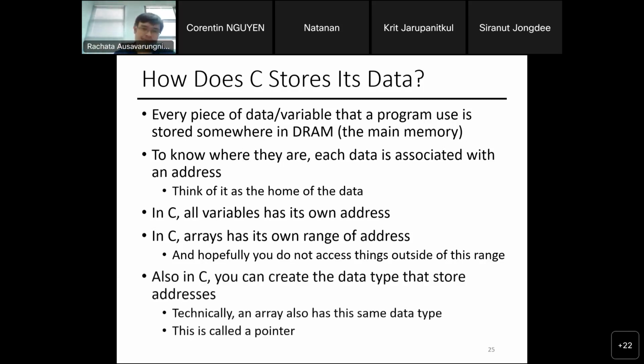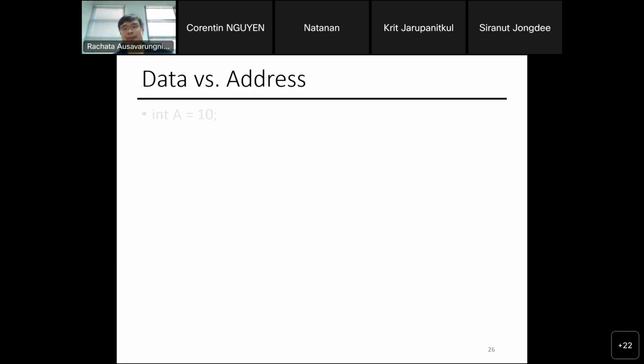Also in C, you can create a data type that stores the address. So instead of storing the data, you store the location. You store the location. We call this a pointer. So now let's look at some of the differences.